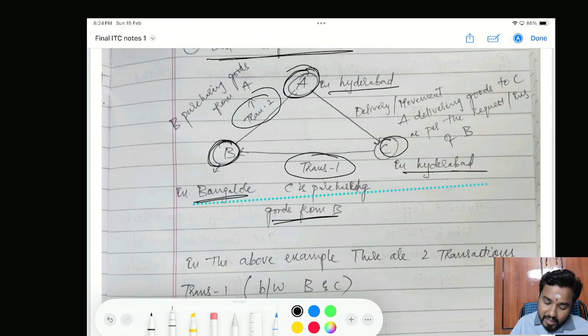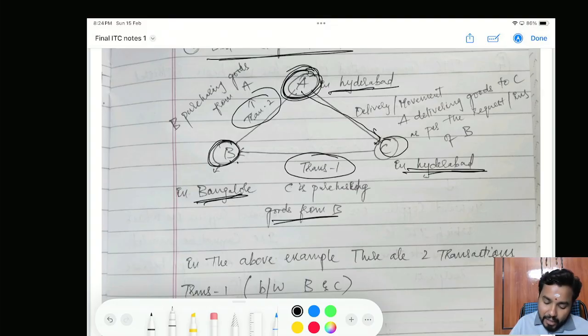Now A is in Hyderabad, B is in Bangalore, C is in Hyderabad. What is the ultimate objective of B doing this transaction? B wants to supply these goods to C. Now instead of B bringing the goods from Hyderabad to Bangalore and again sending them to C in Hyderabad, what can B do? B can ask A to send the goods directly to C.